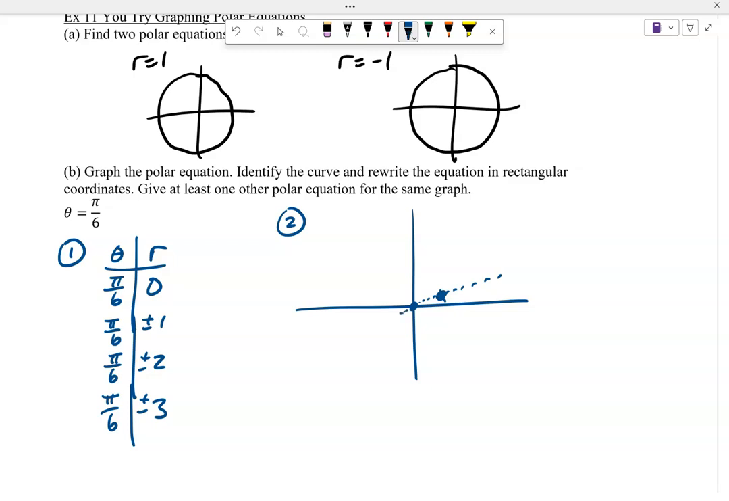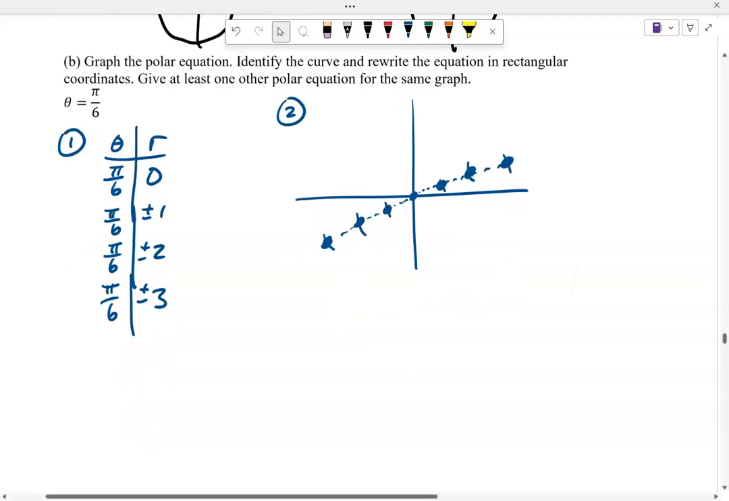And if r is negative 1, I'd go out this way 1. Right? Rotate pi 6 and go out 2. What if r is negative 2? I'd go right there. Rotate pi 6, go out 3. How about if r is negative 3? Right there. Anyways, start seeing that line.